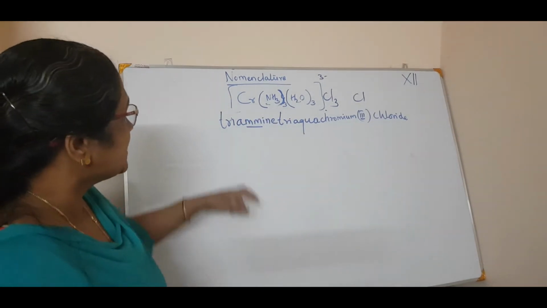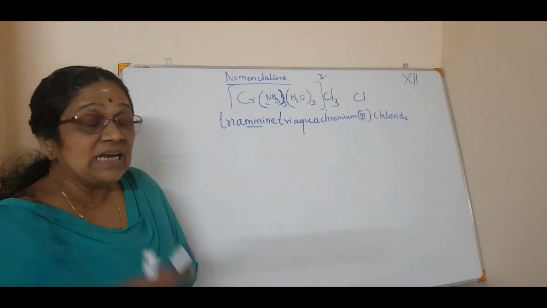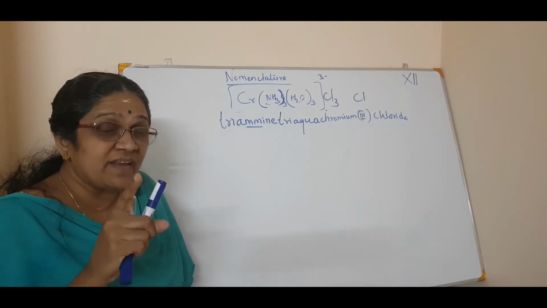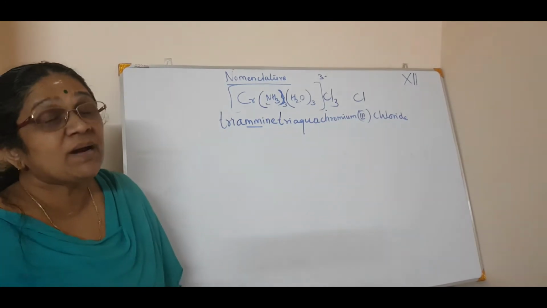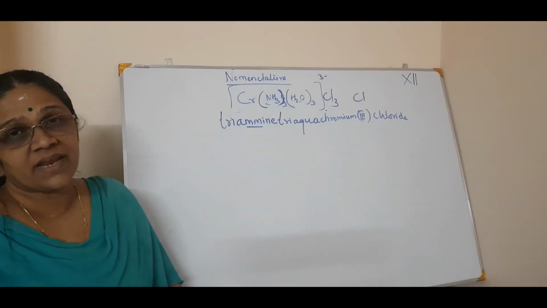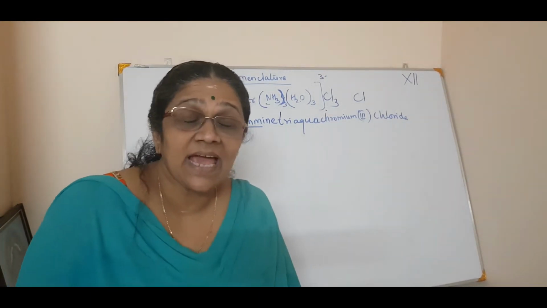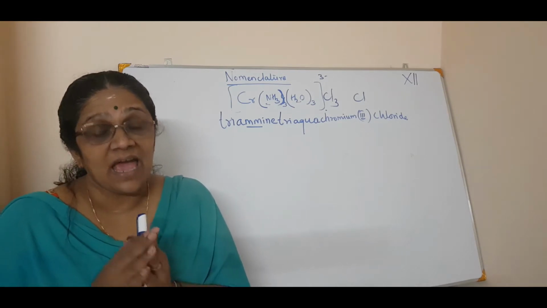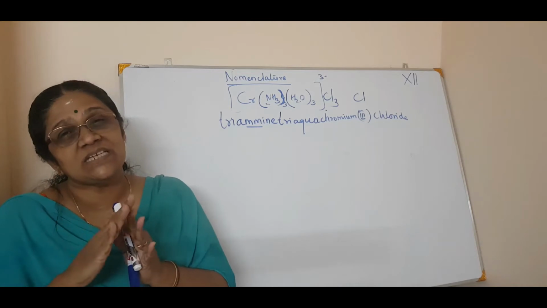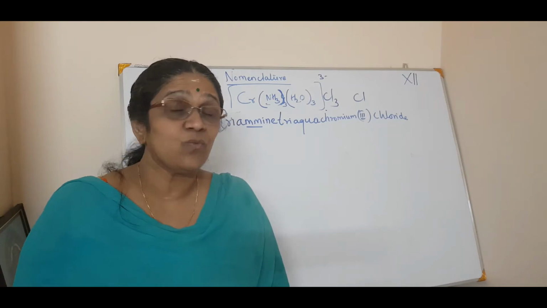You see, first in the naming, the ligand name should come. While writing the formula, first you have to write the central metal atom. But while naming, the ligand must come first in the name. Correct? Now one by one we will see the rules. The first rule is that the cation is named first, in both positively and negatively charged coordination entities. So what do you mean by that?